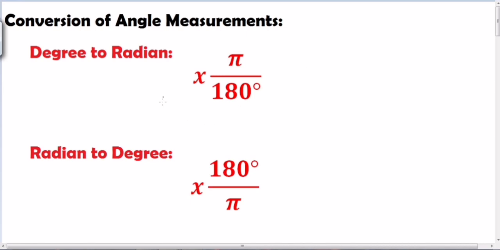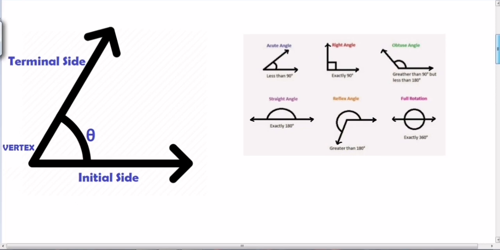Okay? So, pagka degree to radian, what you will do is multiply the degree by pi all over 180 degrees, kasi ang conversion or ang ratio ng radian to degrees is pi over 180 degrees. Okay? And then, pagka naman radian to degree, i-multiply nyo naman siya sa reciprocal nitong una, which is 180 degrees over pi. Okay? So, bago ang lahat, konting introduction muna tayo regarding angle.